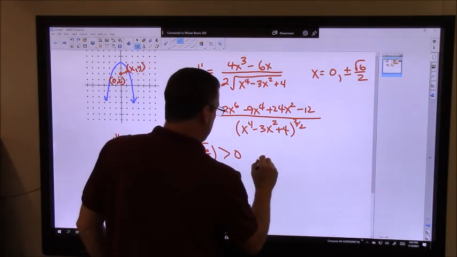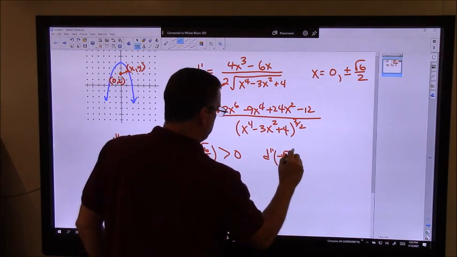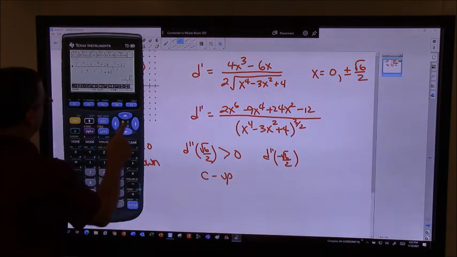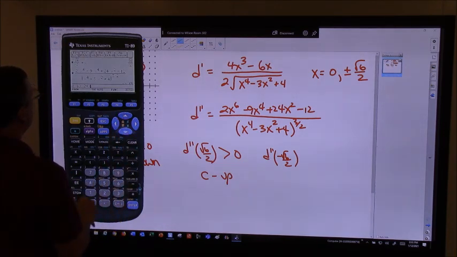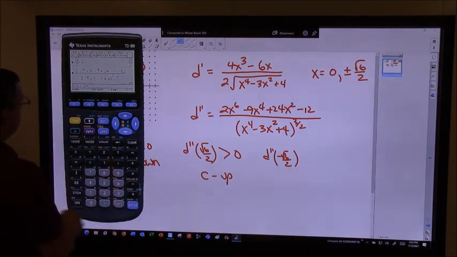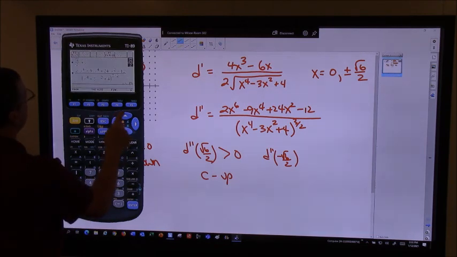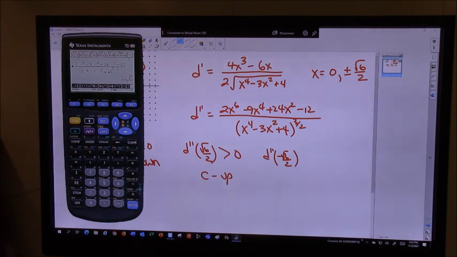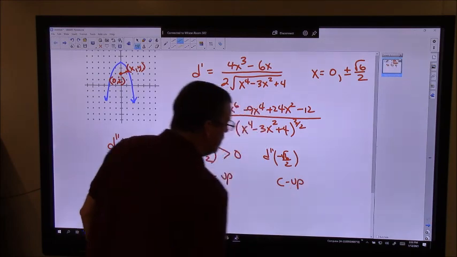And then if I do the second derivative at negative root 6 over 2, I think what I'm going to find is the same thing. So let me clear this. I'm going to arrow back up. Get that right there. This time, I want to insert a negative sign there, so I'll put that in for x. Clear that. I'll go back up here and get that. And still a positive number. So we are still concave up. Which is what I thought.